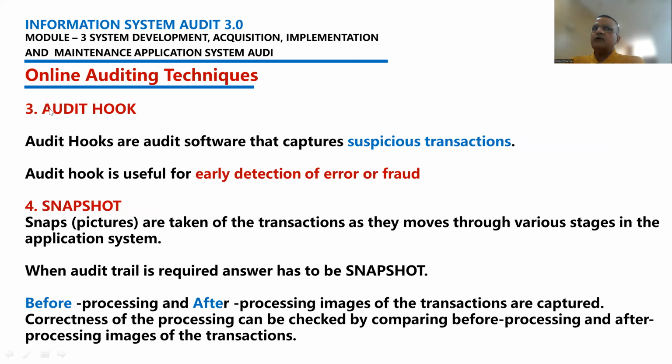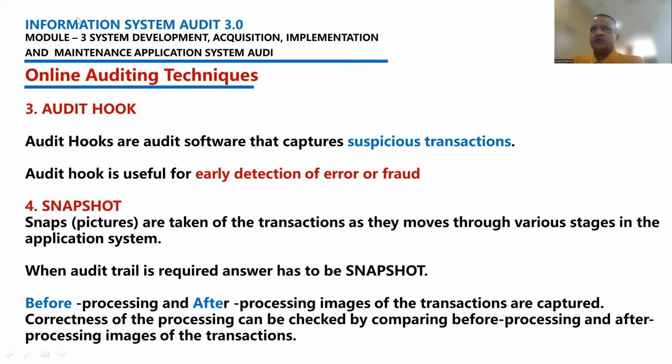Again, very important, the third technique of online auditing is audit hooks. As the name itself suggests, a hook means that in between the transaction, I put in something to find out the nature of the transaction and see what happens. Audit hooks are audit software that capture suspicious transactions. These are the ones which are going to catch the suspicious ones.